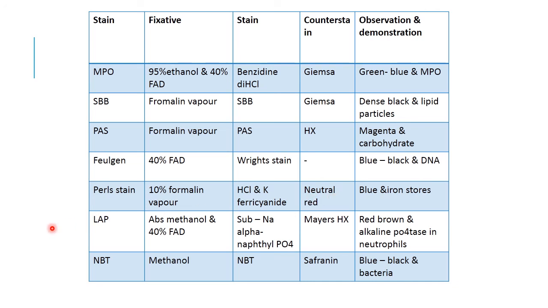LAP or NAP test: the fixative is absolute methanol and 40% formaldehyde. Stain is the substrate, sodium alpha naphthyl phosphate. Counter stain is Mayer's hematoxylin. You are observing the red brown color and you are looking for alkaline phosphatase in the neutrophils.